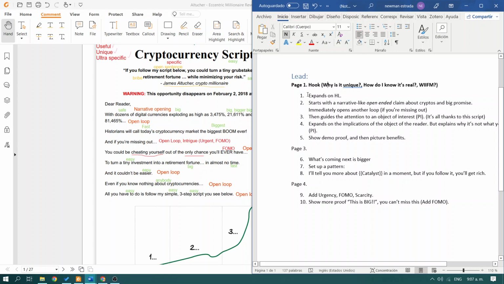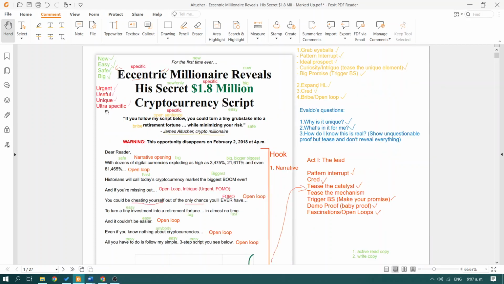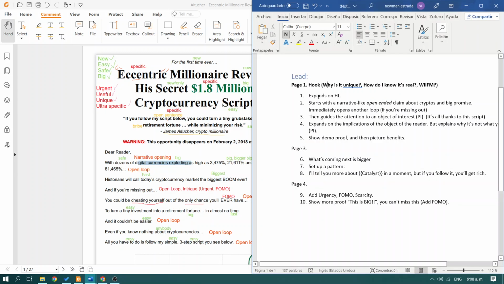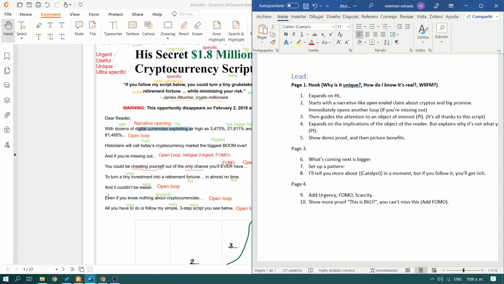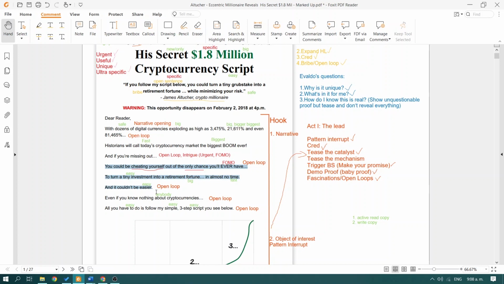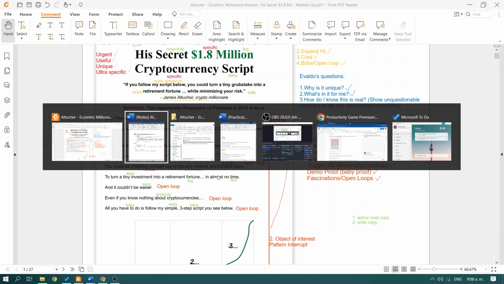So the first thing he does is expand on the headline, right? For the first time ever, eccentric millionaire reveals his secret $1 million cryptocurrency script, right? And then he keeps talking about digital currencies. So it expands on the headline and then starts with a narrative, like an open-ended claim about cryptos and a big promise. Well, he makes a big promise. What's the big promise here? Turn a tiny investment into a retirement fortune in almost no time.